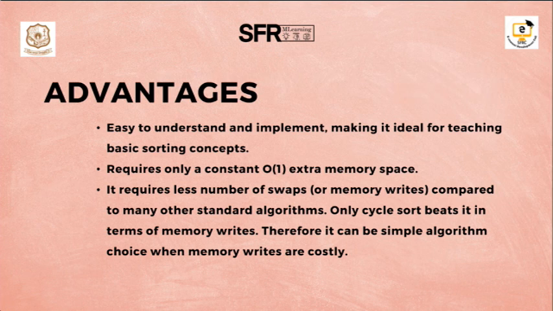The main disadvantage of the selection sort is that it has the time complexity of order of n squared, which makes it slower compared to algorithms like quicksort or mergesort. It doesn't maintain the relative order of equal elements, which means it is not stable.